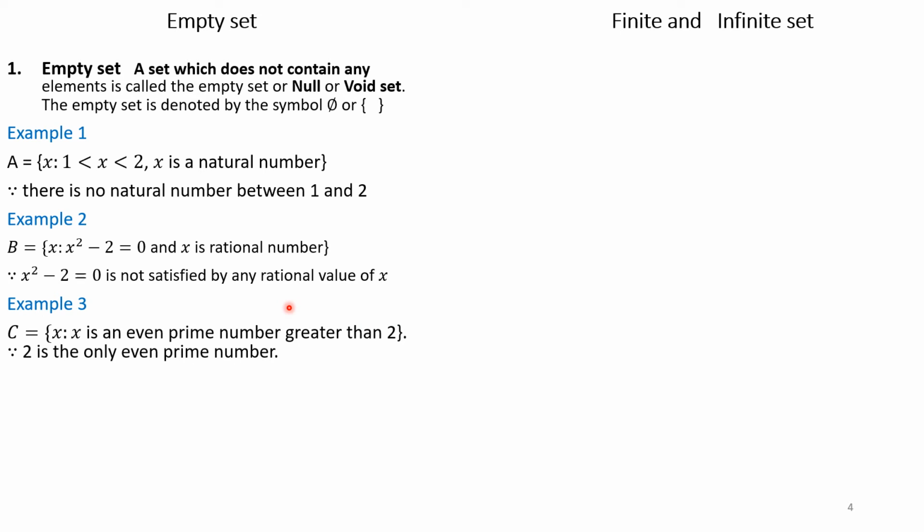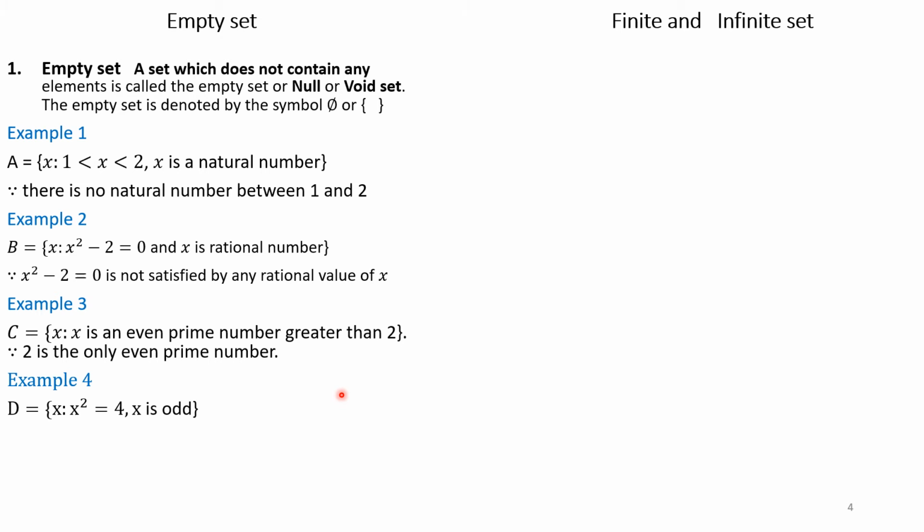Example 3. Set C is the set of all values of x such that x is an even prime number greater than 2. 2 is the only even prime number. So greater than 2 is not possible, because 2 is the only even prime number. Hence it is an empty set.